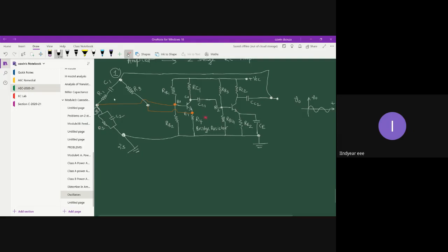Now, for the further analysis, let us consider the series leg as Z1 impedance and the shunt leg, let us assume it as Z2. Okay, you can use it interchangeably, not a problem. So series arm I have taken Z1 and the shunt arm I have taken Z2. This will help me in the further analysis. So that's the reason I have written Z1 and Z2 in the beginning itself.